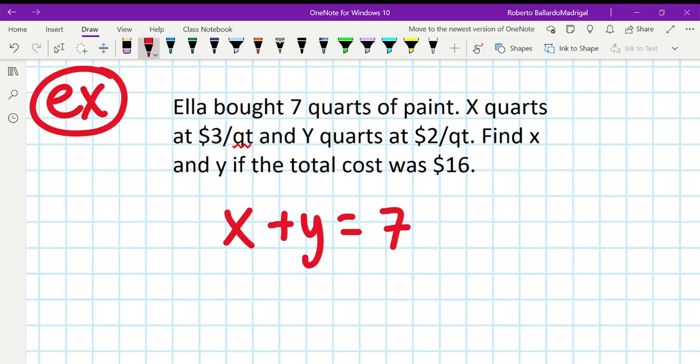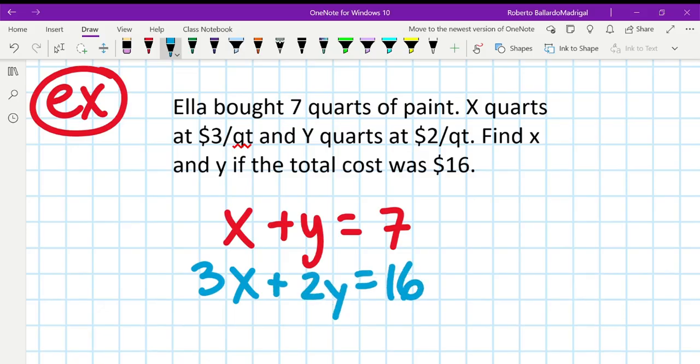That's your first equation. The second equation is going to relate to the cost. It's the cost of each quart and how it relates to the total. So whatever X is, it costs $3 per quart, and whatever Y is, it costs $2 per quart. And altogether, the cost is $16. All right, 7 minutes to solve this, you and your team.